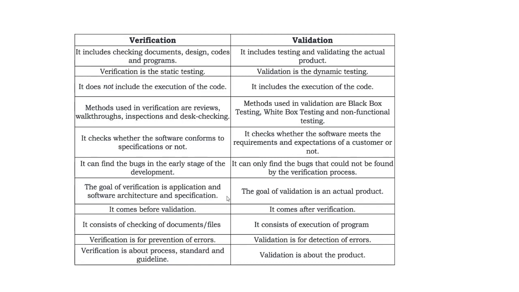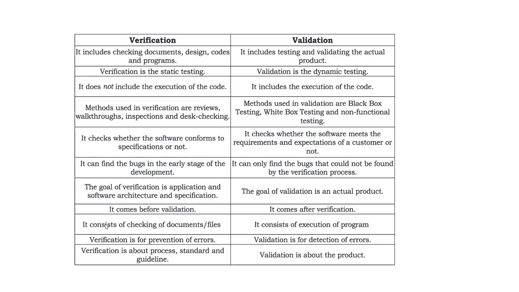So here the concentration is on two different things. Verification covers the software, like the code, then the architecture, that is the design, and the specification, which is the requirement. But the major goal of validation is the actual product, whatever we are building, mainly the application. Verification comes before validation. First the verification will happen, then only does validation come into the picture. It comes after verification.